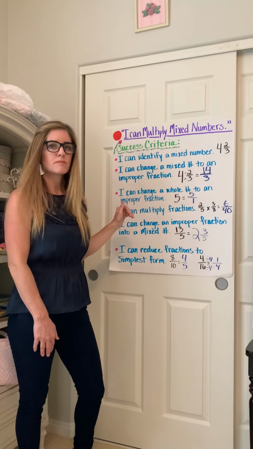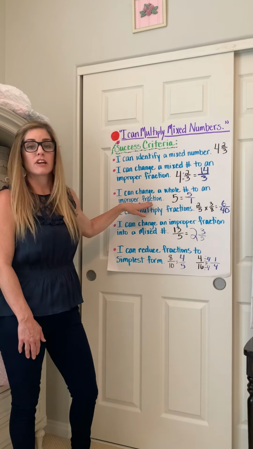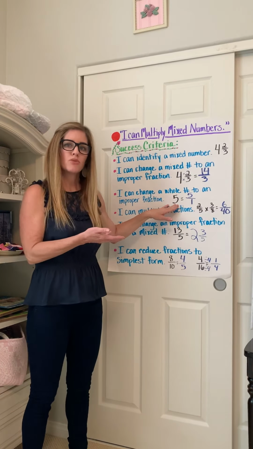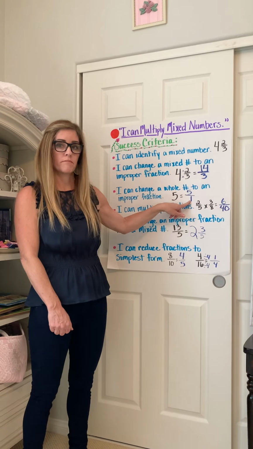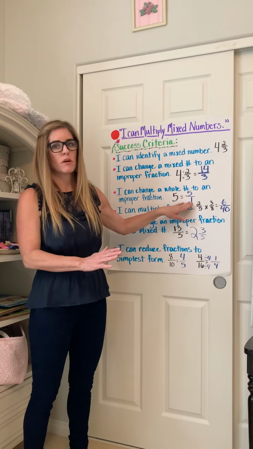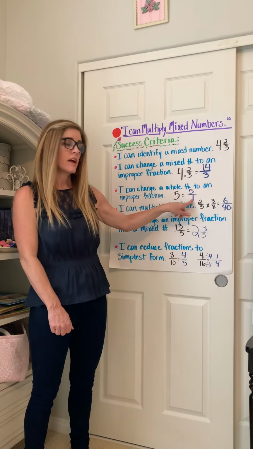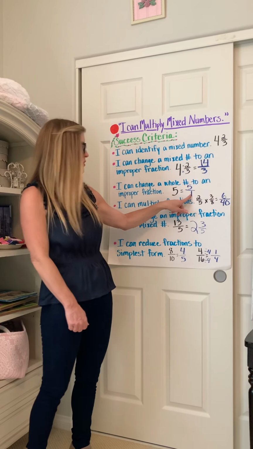Okay, our next piece of success criteria, I can change a whole number into an improper fraction as well. We've done this. If you have 5 and you need to change that into an improper fraction, you will always use the denominator of 1. Always. Don't ever put any other denominator. To keep the value as 5 whole, we need to put it over 1. And 5 over 1 is still the same value as 5 whole. That's why we're able to do that.